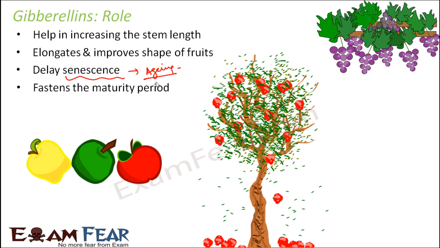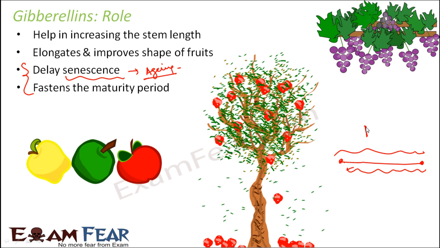It also hastens the maturity period, so the plants become mature fast. So when the plants become mature fast, what will happen? The reproductive organs will be formed quickly. Fruiting and flowering will happen quickly. See, both these points together become a benefit. It is maturing early and it is aging late. So actually it is remaining active for a very long period.